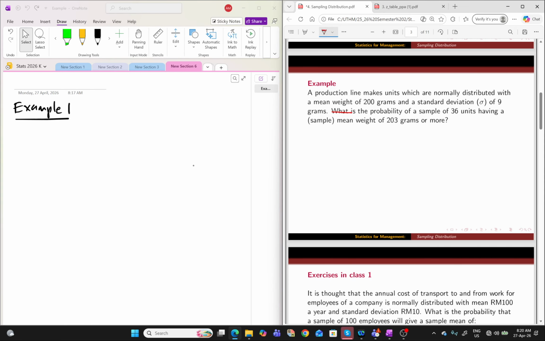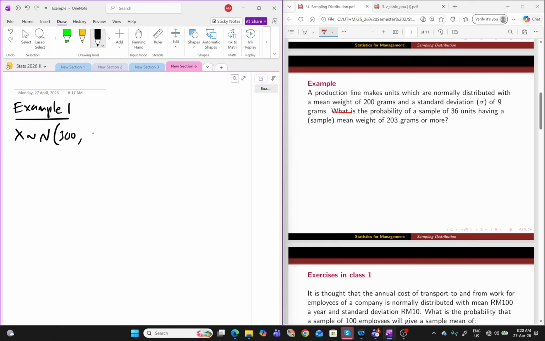Alright. So previously we were looking into one unit. So the distribution here, not 300, 200. Standard deviation is 9, so I write it as 9 squared. Okay. And we were looking into x greater than something, for 1 unit.